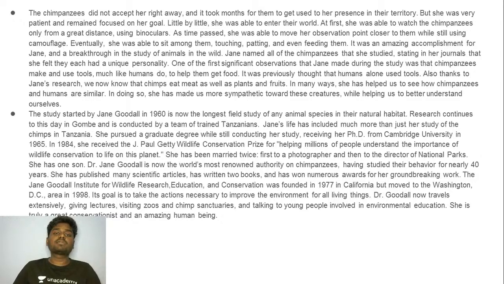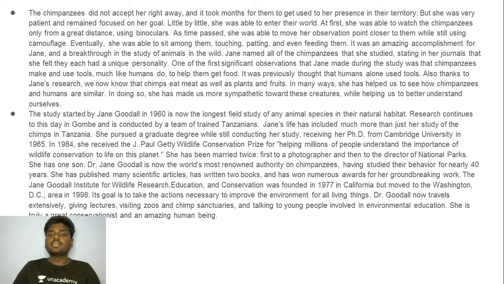Chimpanzees did not accept her right away, and it took months for them to get used to her presence in their territory. But she was very patient and remained focused on her goal. Little by little, she was able to enter their world. At first, she was able to watch the chimpanzees only from a great distance using binoculars.